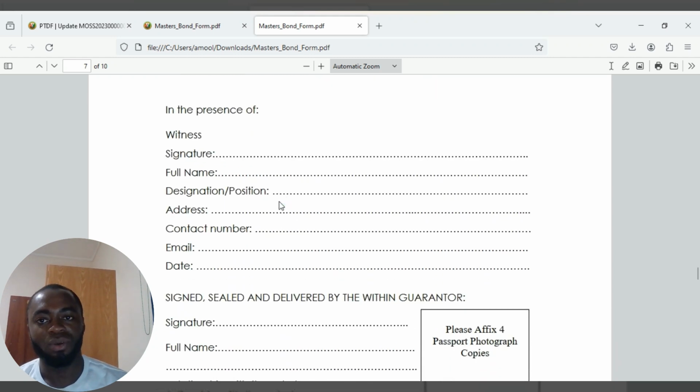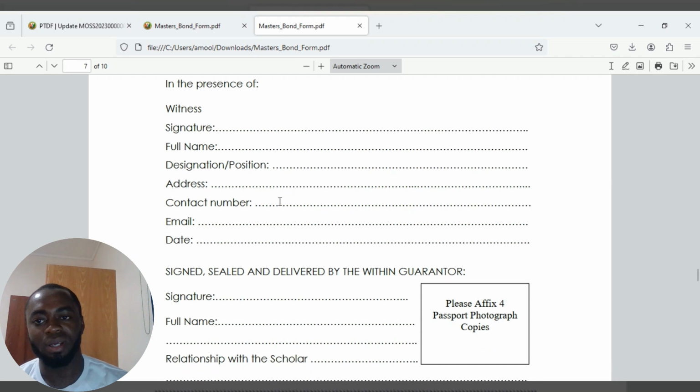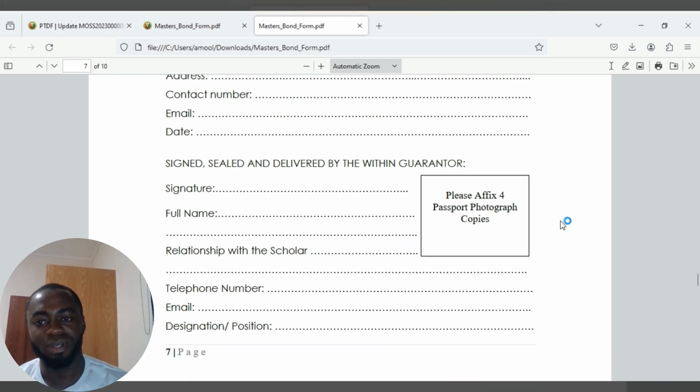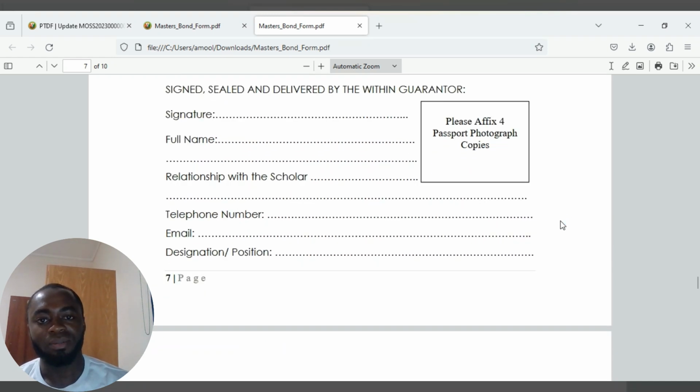Now you need to have your witness as a scholar. So this can be anybody that has very good knowledge of you. So you have the witness to append his or her signature, a full name, designation or position, and the address, contact number, email, and date, and that is all that you're supposed to do there. The next part is where your guarantor has to sign.